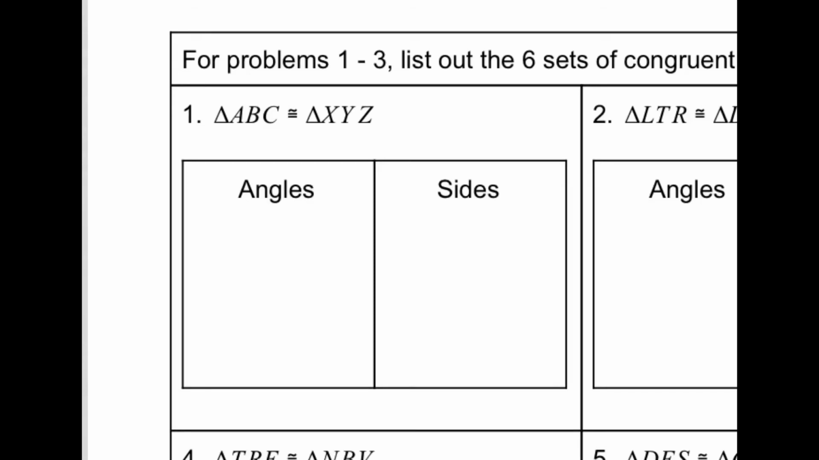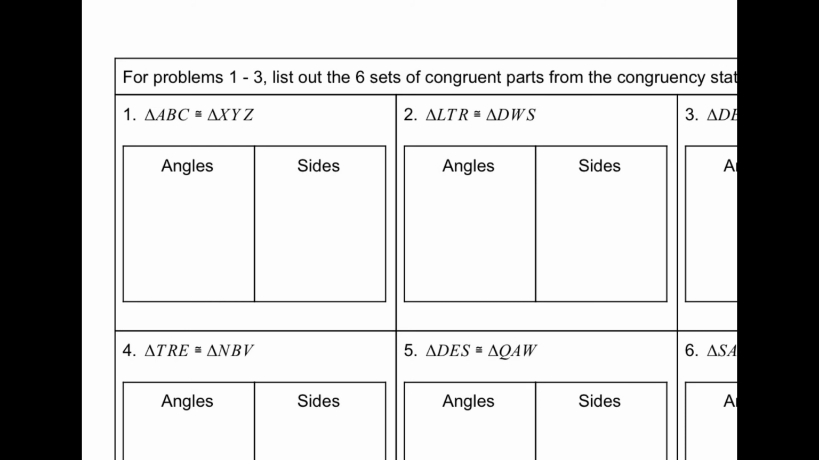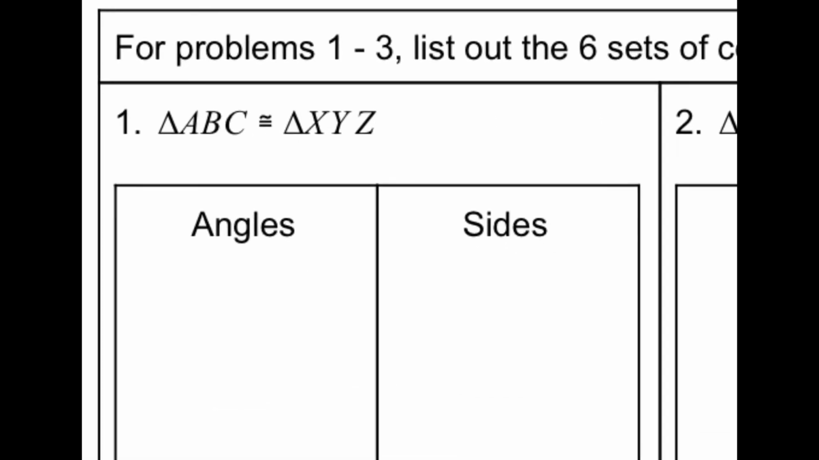Alright, so I'm going to go through some of the problems for each of these. At the top of your review it says for 1 through 3, but it's for 1 through 6. So in 1 through 6, you're listing out the 6 sets of congruent parts, so the 3 angles and the 3 sides. So remember, for angles we list them with one letter, so you're just going to match up the position. So the first letter in the first triangle is A, so that means it's equal to the first letter of the second triangle. So I know that angle A is equal to angle X.